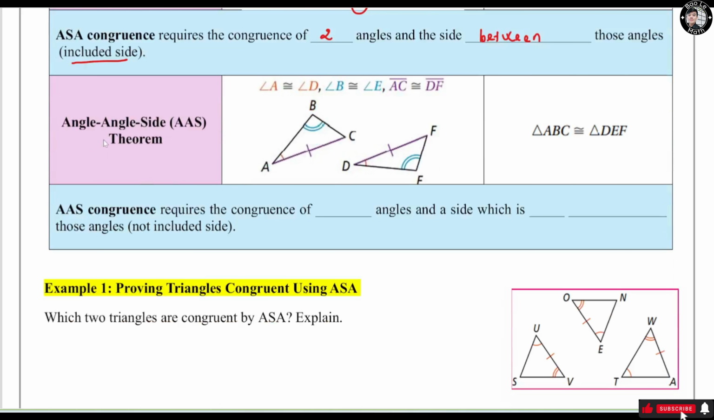Now we're going to move on to the second one, the AAS theorem. If triangle ABC and triangle DEF have angle A congruent to angle D, side AC congruent to DF, and angle B congruent to angle F, then triangle ABC is congruent to DEF by the AAS theorem. In this situation, the side doesn't have to be between two angles, right?